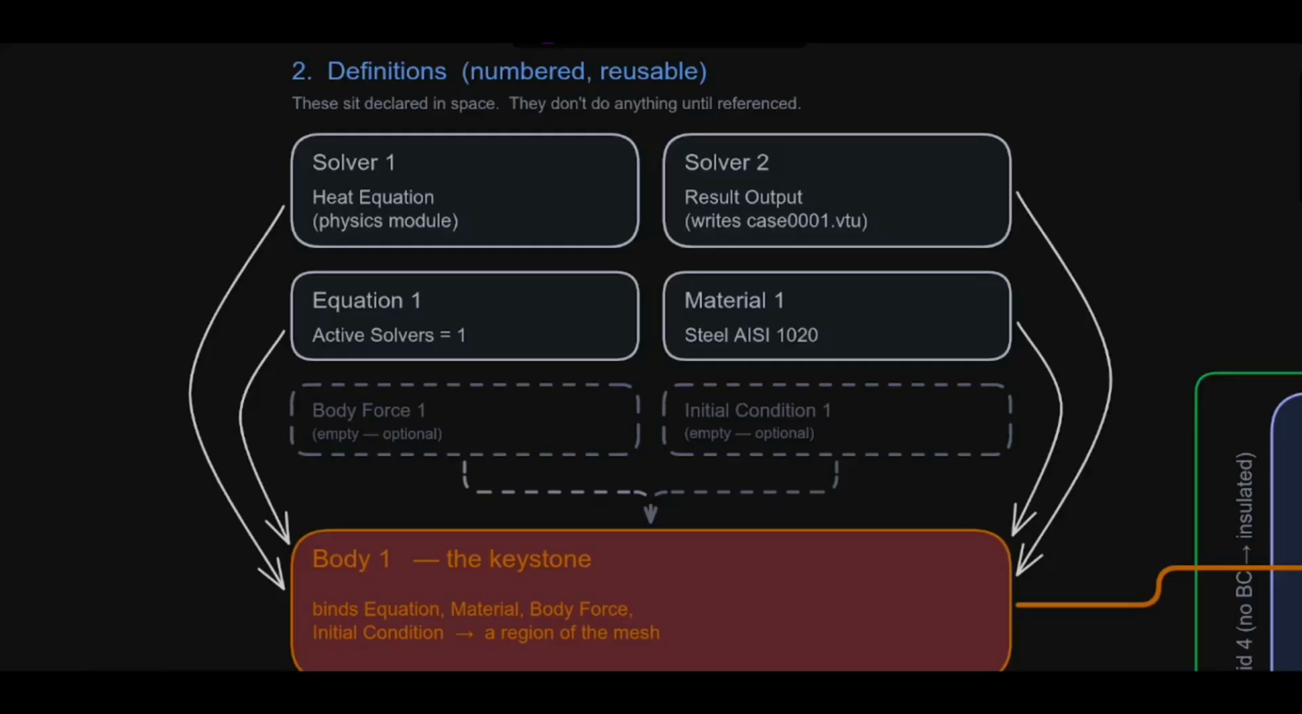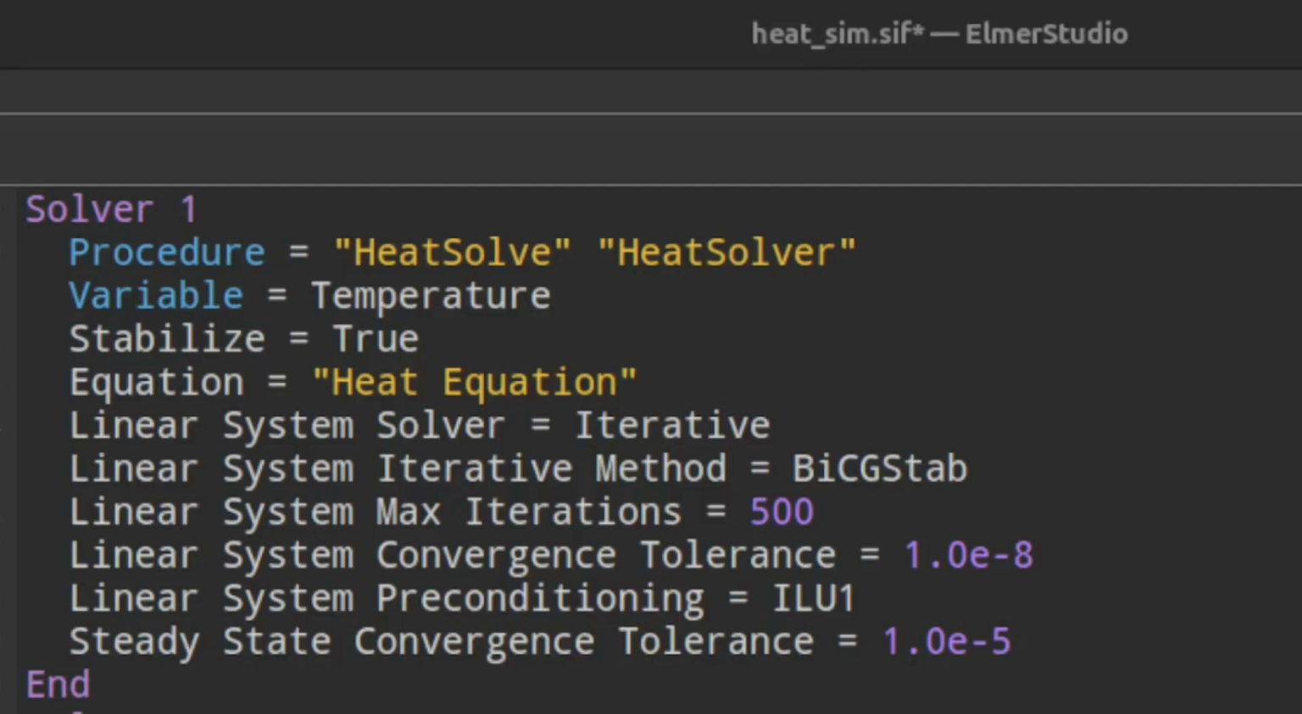Alright, let's look at group 2, which basically are definitions. As we said, we have 5 real blocks and 2 kind of empty ones. The solvers are the physics modules. The equation and material are descriptions waiting to be referenced. And the empty stubs, in this case body force and initial condition, were left by the template, and they don't really matter for this problem. Here they are in the file.